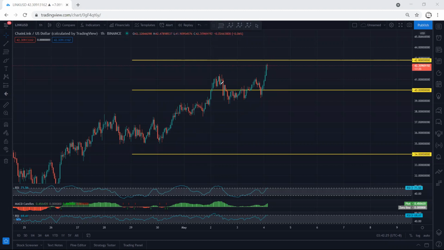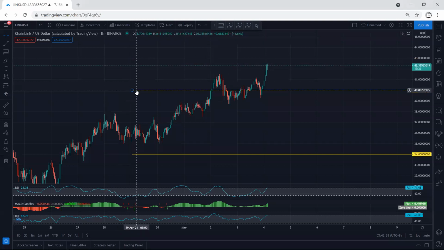in this case, if traders want to keep the trade, at least move their stop loss to the first take profit, which is 40. At least book some profit. All right, then we move everything and we refer to our last analysis.